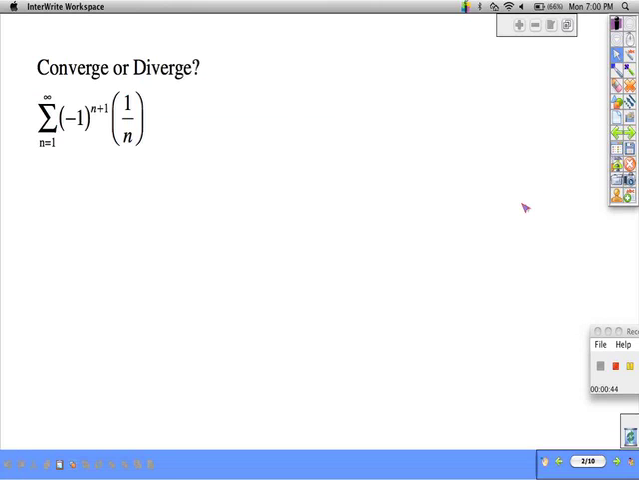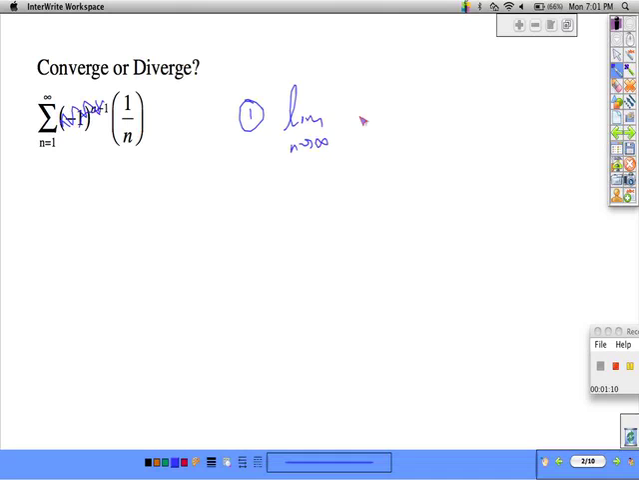So we want to look and see, does this series converge? It is an alternating series, so we're going to check those two conditions. Condition 1, we have to look at the limit of the rule part that isn't the alternating piece. We essentially ignore this for the test. Limit as n goes to infinity of 1 over n does equal 0.